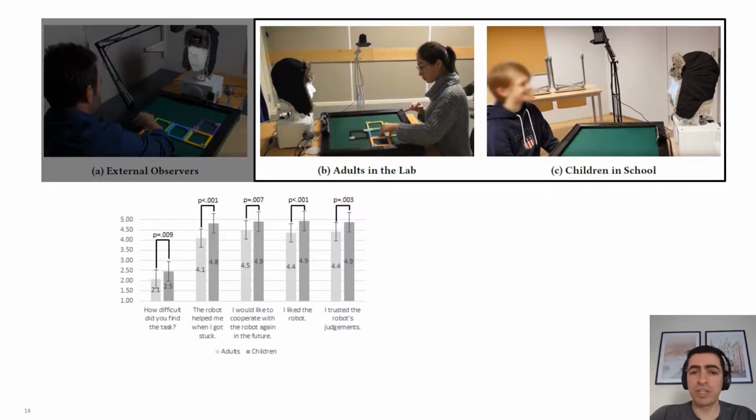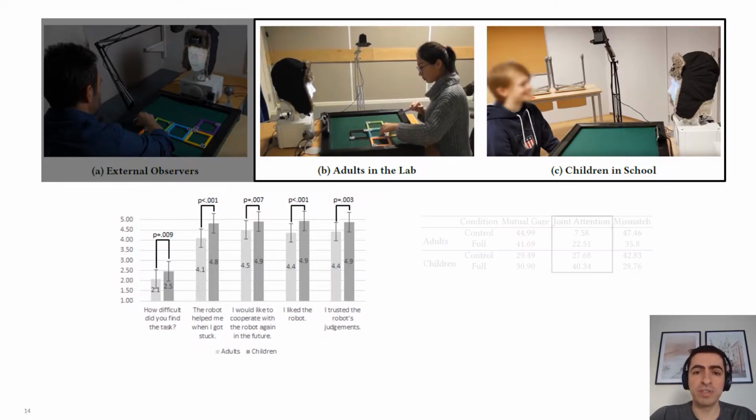Despite not reporting differences between our gaze conditions, children, when compared to adults, found the robot to be more helpful, would be willing to cooperate more with the robot in the future, and liked and trusted the robot to a greater extent. In both conditions, either because the task or the robot was more compelling for children, or because of their tendency to please the experimenters, most of the children's scores approached the upper bound of our Likert scales. This might have made it more difficult to find differences between our conditions.